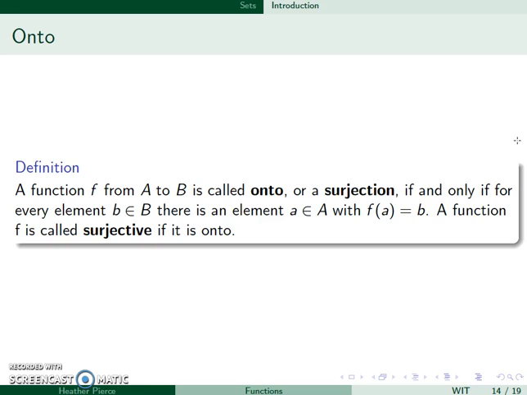A function is said to be onto, also known as a surjection, if and only if for every element little b in big B, there is an element a in big A with f(a) equal to b. This is also called surjective. So the idea of this is we know that every element in A has to be assigned to some element in B. However, I can have extra stuff in B. That's the difference between the codomain and the range. For an onto function, the codomain should be equal to the range.